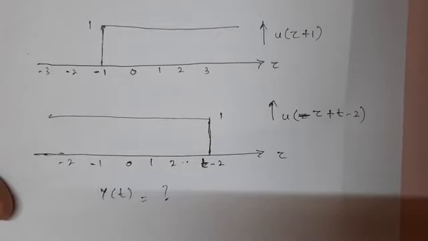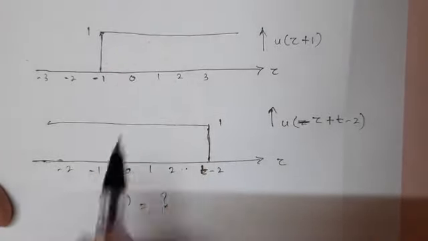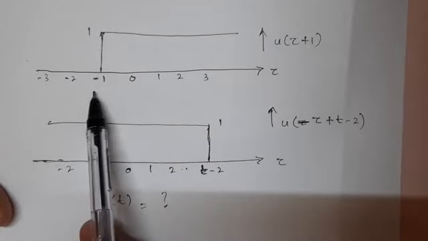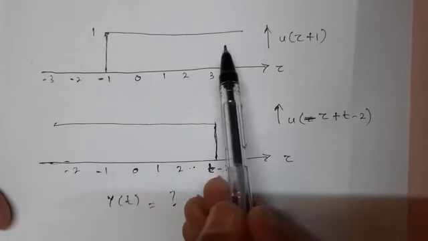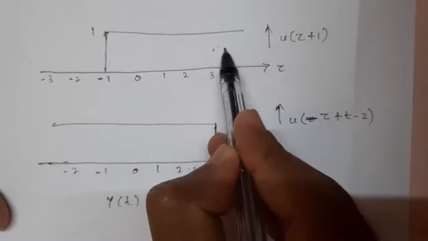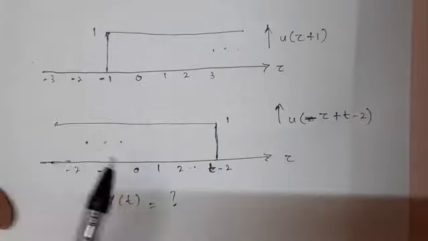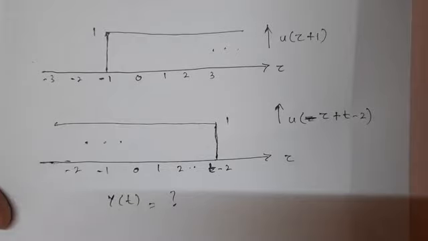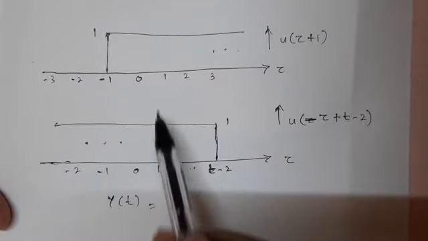What is y of t when this complete signal is shifted towards the left side, less than this minus 1? Why minus 1? Because one signal is starting at minus 1 and extending towards the positive side, and another signal is starting at t minus 2 and extending towards the left side. If, for example, this is one train and this is another train, and both trains are going in opposite directions, they will never meet. And in this case, we want to know where they meet.